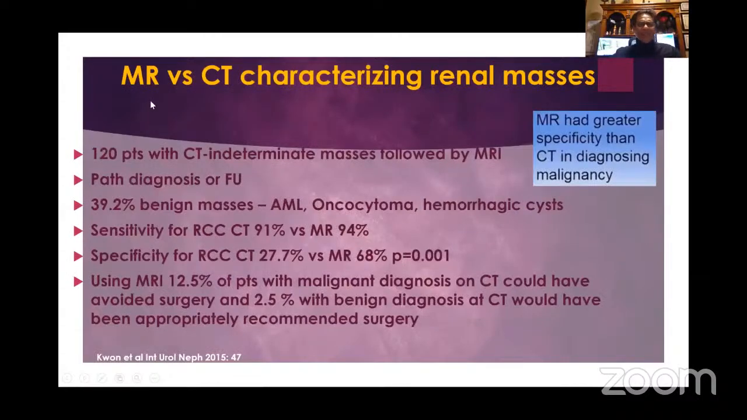So how about MR versus CT characterizing renal masses? This group did a study of 120 patients with lesions which were indeterminate on CT followed by MRI. The final diagnosis was based on pathology or follow-up. 39% of these lesions were benign masses such as angiomyolipoma, oncocytoma, or hemorrhagic cyst. The sensitivity of CT for diagnosis of renal cell carcinomas was 91% versus MR, it was 94%.